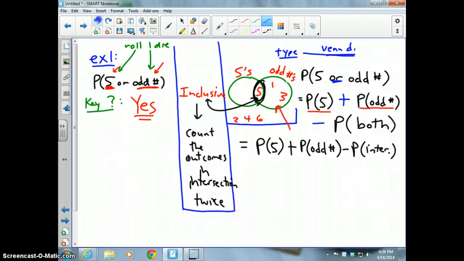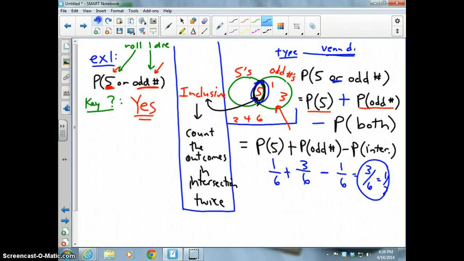Okay, well, the probability you get a 5 is 1 out of 6, plus the probability you get an odd number is 3 out of 6, minus the probability of the ones in the intersection. That's 1 out of 6, which is equal to 3/6, which equals a half, which is the correct answer to my problem. Oops, my chart is off here slightly, sorry. See if we can go back here a little bit. 1 out of 6 is equal to 3 out of 6, which equals 1/2.